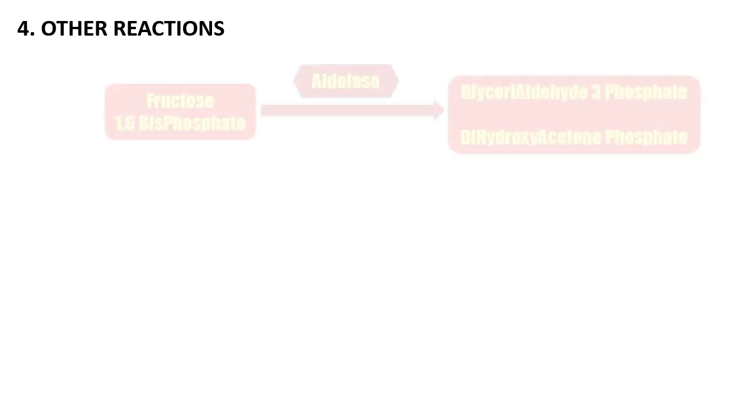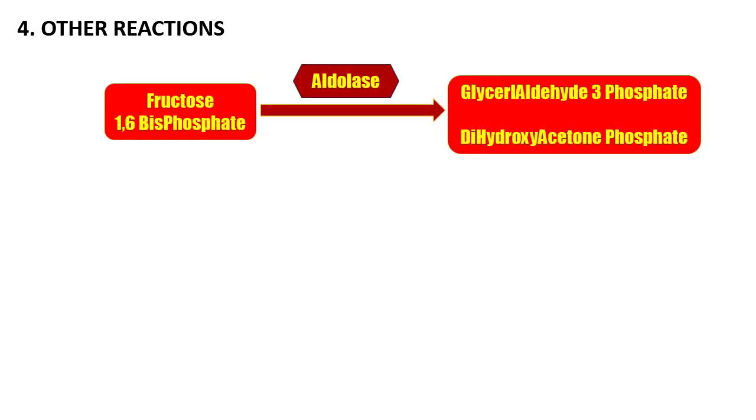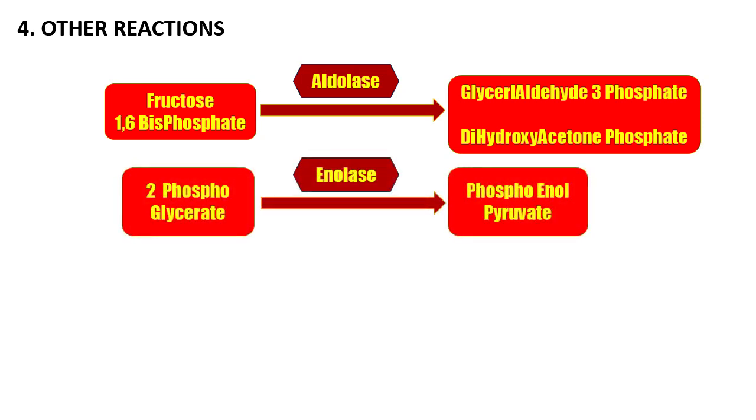Fructose 1,6-bisphosphate is converted to glyceraldehyde 3-phosphate and dihydroxyacetone phosphate by the enzyme aldolase. Hint for aldolase is ald of aldehyde. Next, 2-phosphoglycerate is converted to phosphoenol pyruvate by the enzyme enolase. Hint for enolase is enol in the reaction.